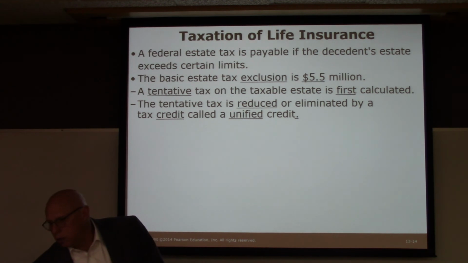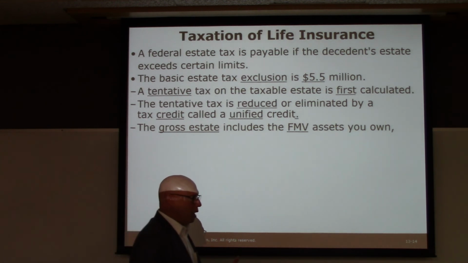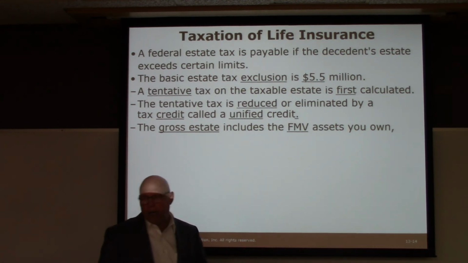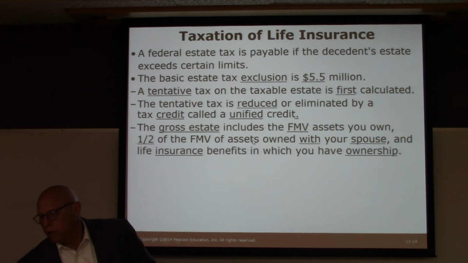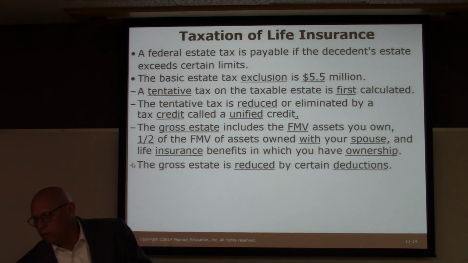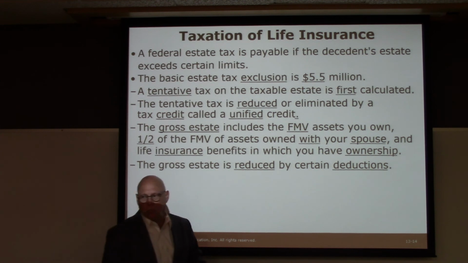All right, so let's look at this. So the gross estate. First, you start by including the fair market value of all the assets you own. So everything that you own is appraised. Then one half of the fair market value of the assets owned with your spouse, and any life insurance benefits in which you have ownership are included. And then the gross estate is reduced by certain deductions.